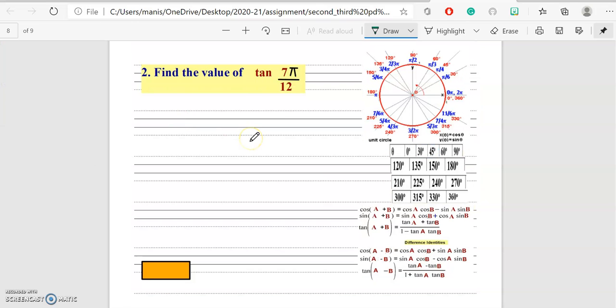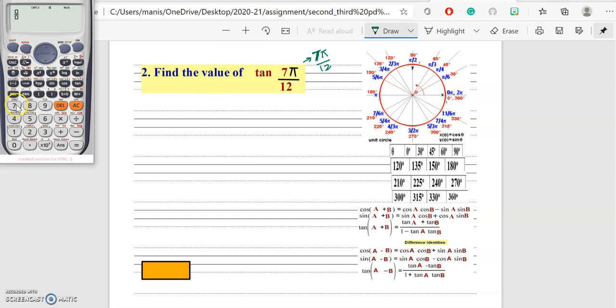Alright, let's look at this question. It says find the value of tangent 7 pi over 12. First of all, I will try to find what 7 pi over 12 means in degrees. So I will use my calculator and write 7 times pi, the value of pi is 180 degrees, divided by 12. So my answer is what?